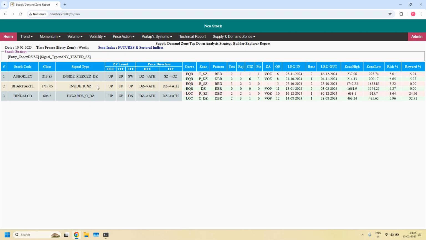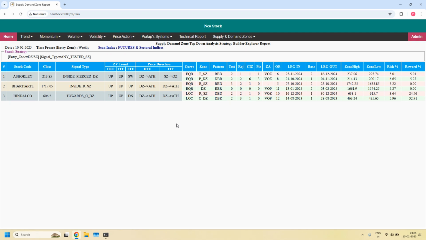This is how you can understand by looking into all these values. See, this one tested and price closed inside the weekly supply zone. This one tested the supply zone and now it started moving towards the demand zone. Price came out of the weekly zone and started moving towards the demand zone. Okay, this is based on how the zones are tested.